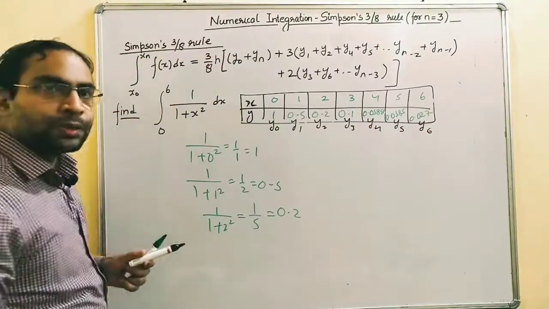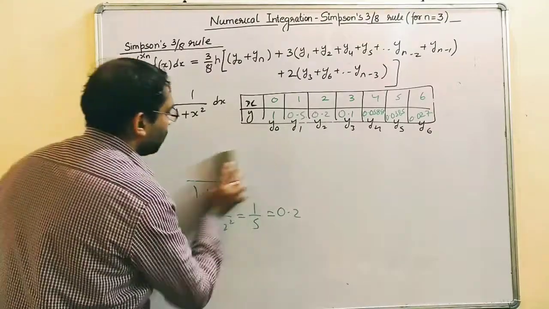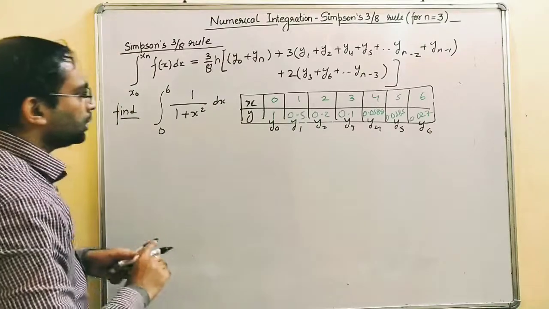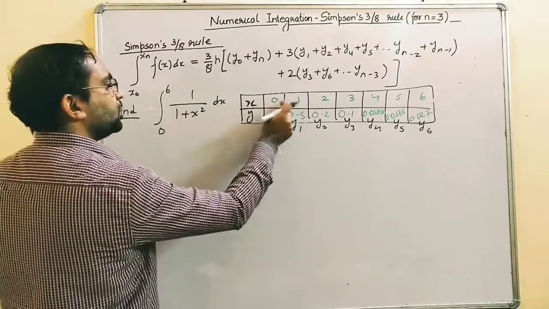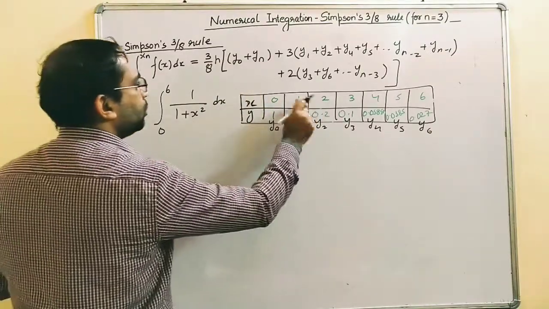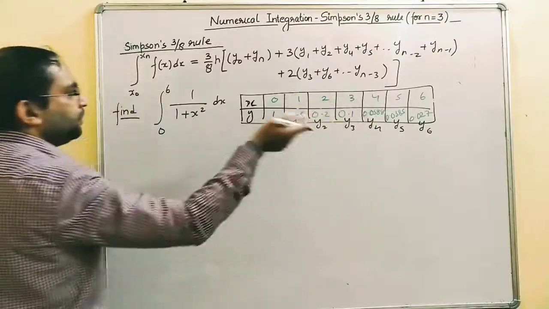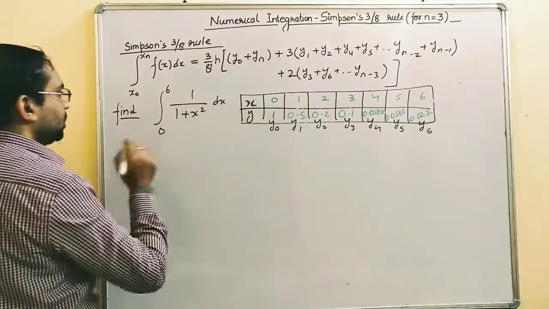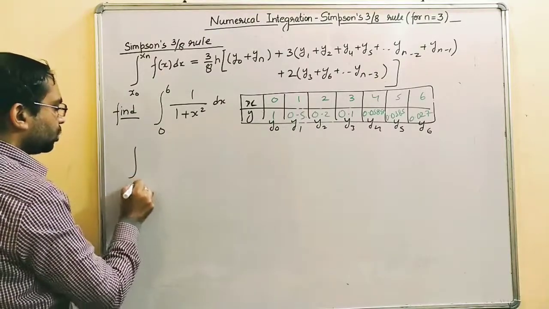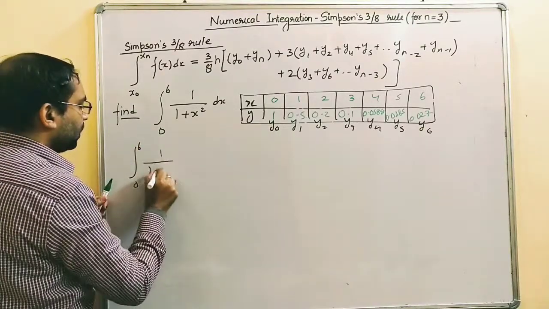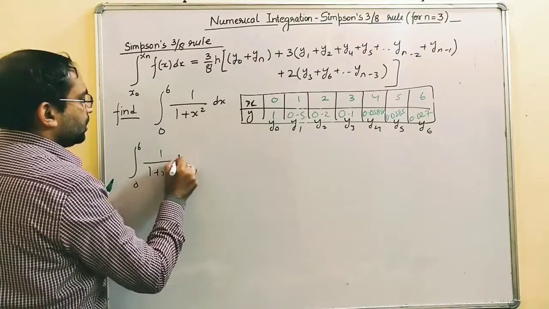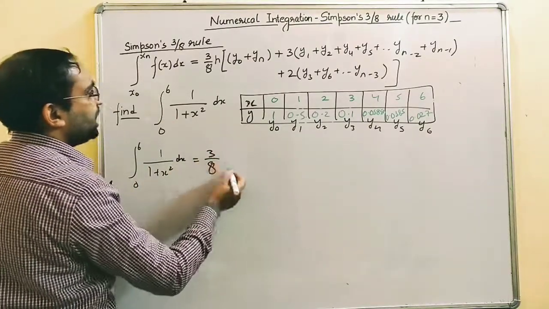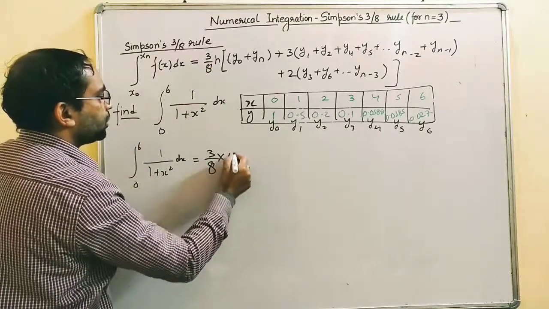We'll be using Simpson's 3 by 8 rule and substitute all the values. What is the value of h here? h is 1. The difference between two values of x, 0 to 1, it's 1. 1 to 2, it's 1. 2 to 3, it's 1. So the difference between any two adjacent values of x, that is h. So now the integral from 0 to 6 of 1 upon 1 plus x square dx by Simpson's rule will be 3 upon 8 h. What is the value of h? As I have already told you, this is 1.